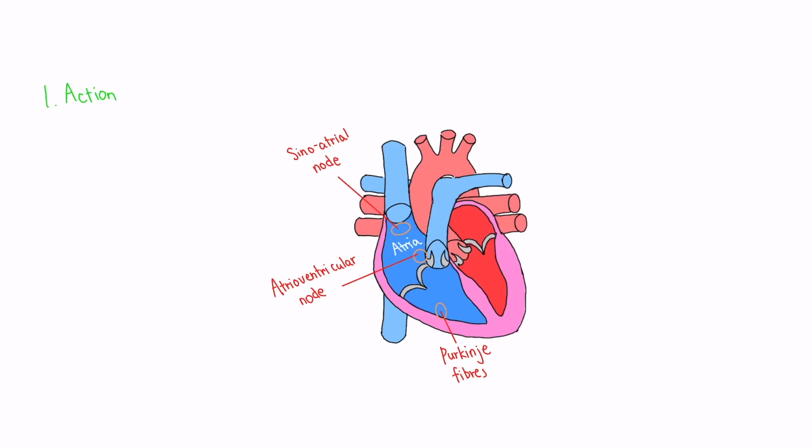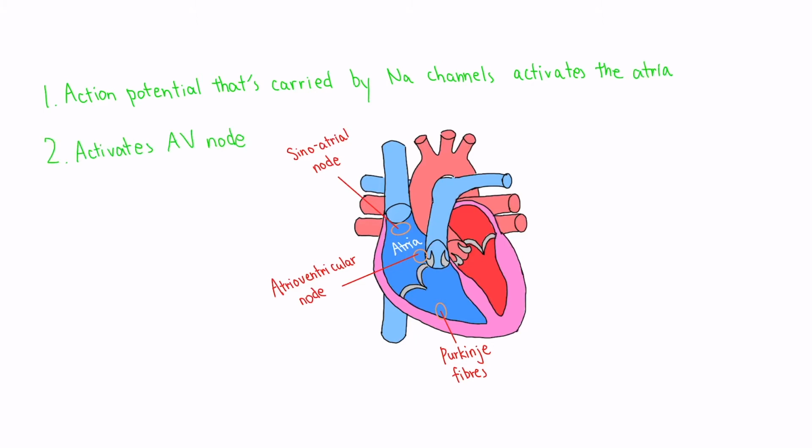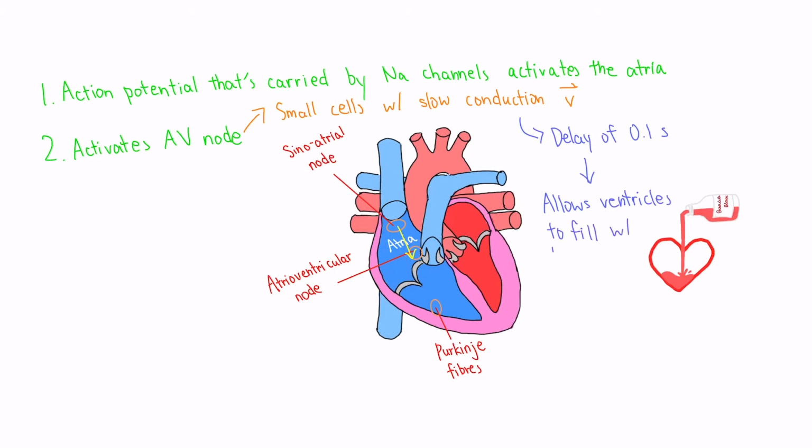First thing that happens is an action potential that's carried by sodium channels activates the atria. The atrial action potential then activates the atrioventricular node, which is basically made up of a bunch of small cells which slow conduction velocity, which introduces a delay of 0.1 seconds. This delay is really important to cardiac muscles as it allows the ventricles to fill with blood.